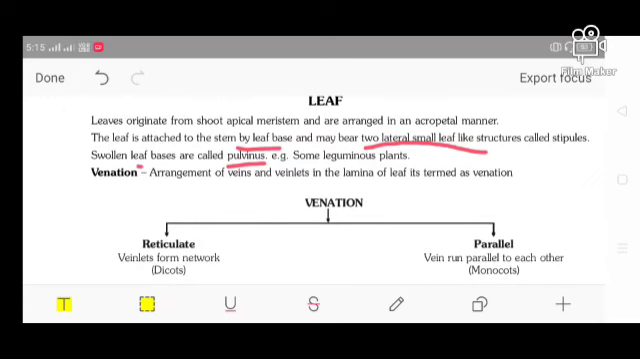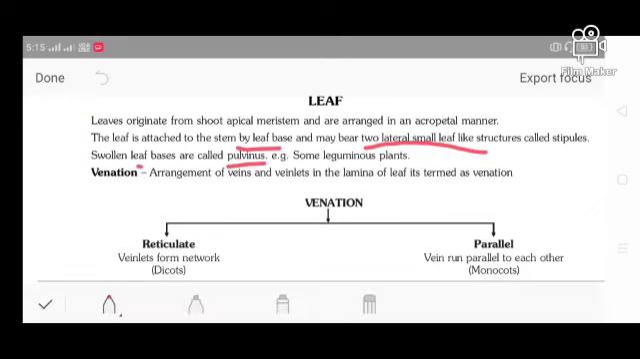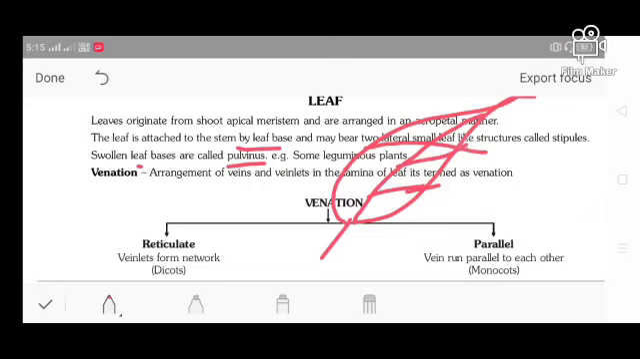After that, the venation. What is venation? Suppose you think of the arrangement of the veins and veinlets in the lamina of the leaf. Suppose I am drawing a picture, this is the kind of leaf. This is the primary vein, and these are the different veinlets which are found in different leaves. The arrangement of the veins and veinlets is known as venation.